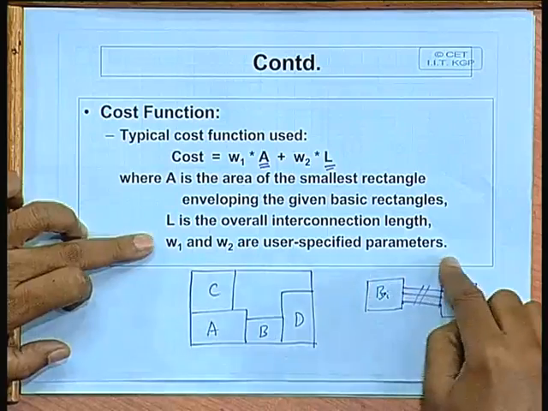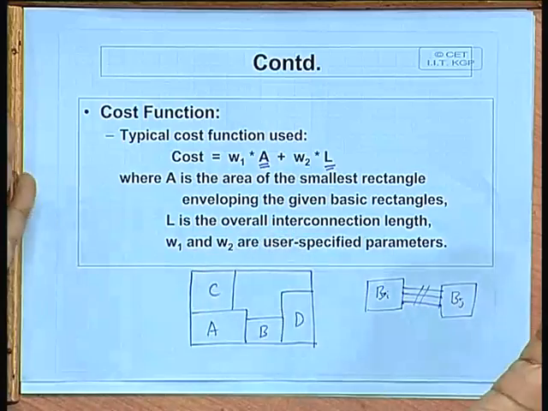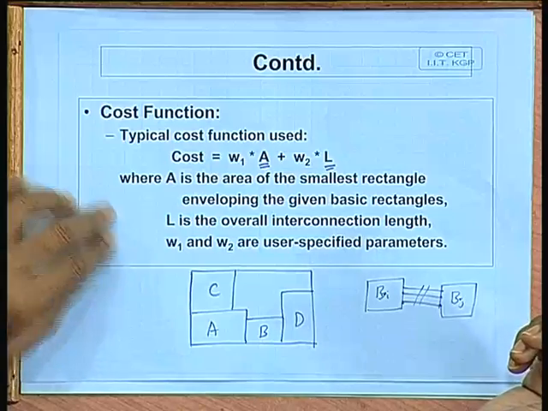And of course, W1 and W2 are some parameters which users can specify, whether you are more interested to minimize the area or the length, or you want to give equal weightage to both. So, W1 and W2 can be anything. Okay. Fine. So, this was how the simulated annealing algorithm was framed. Of course, the initial temperature and number of iterations are fixed through experimentation.